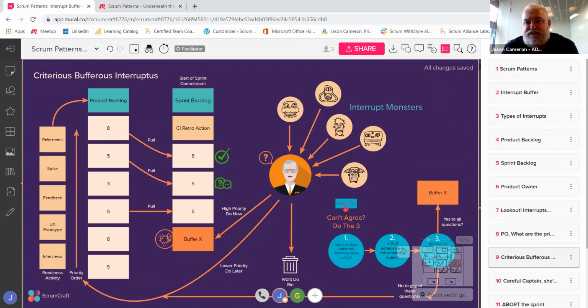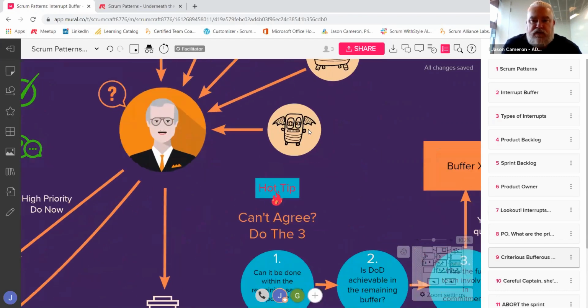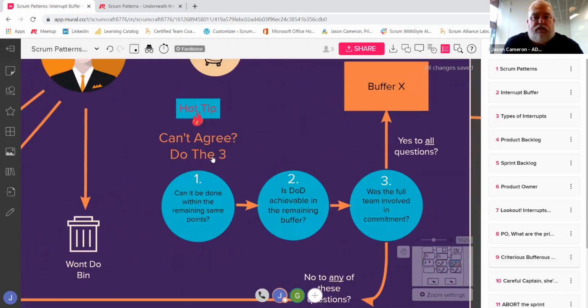The way that I've gone about this in the past is that, if you can't agree on whether it should go into the buffer or into the backlog, you can use questions and rules like this to get to a determination as to whether it goes in the buffer or what happens later on. I'll just zoom in on this one so you can see it a little better. So if you can't agree, we're going to do the 3. Sounds like a swimming ad from Australia, but anyway.